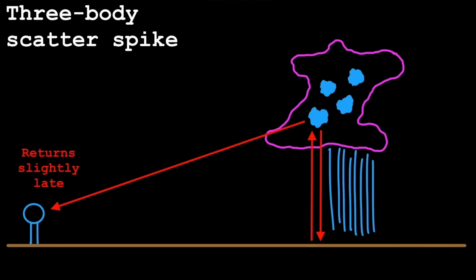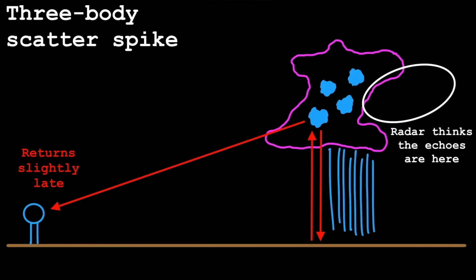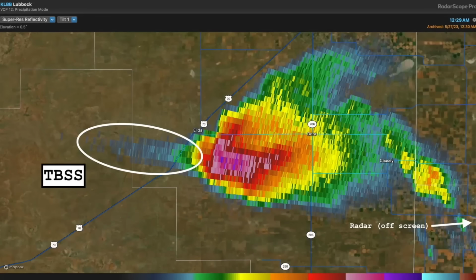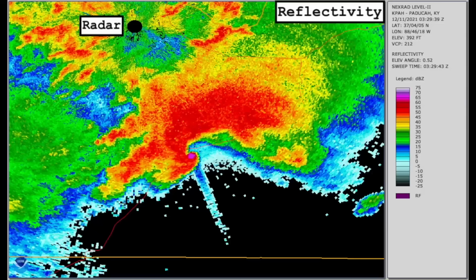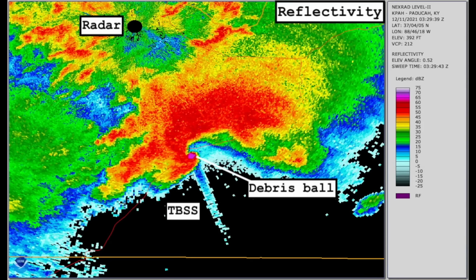This portion of energy arrives back at the radar slightly later than the original backscattered energy, so the radar assumes that it exists farther along the radial than the storm itself. The result is a spike of low reflectivity that extends along the radial outward from the storm's core. Three-body scatter spikes are also often accompanied by significantly decreased correlation coefficient. On rare occasion, damaging tornadoes can produce a three-body scatter spike as the radar beam deflects off of heavy lofted debris. In these cases, the three-body scatter spike will emanate from the debris ball at the tip of the hook echo in reflectivity.